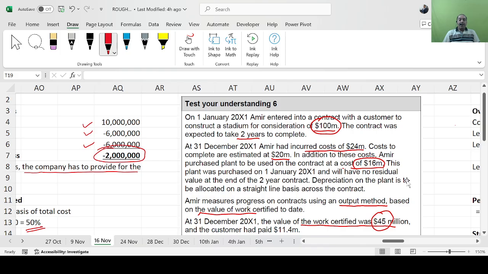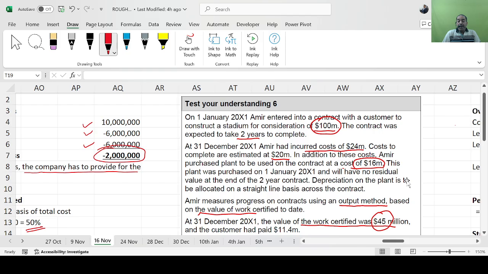On 1st of January 20x1, Amir entered into a contract with the customer to construct a stadium for a consideration of $100 million. The contract was expected to take 2 years to complete. On 31st December, Amir had incurred cost of $24 million. The contract price is how much? Contract price is $100 million. What is the cost incurred up to date? It is $24 million.